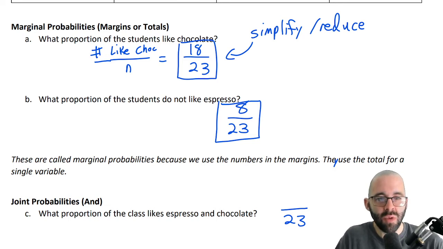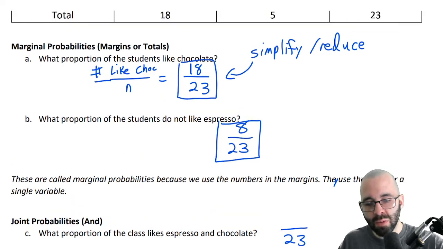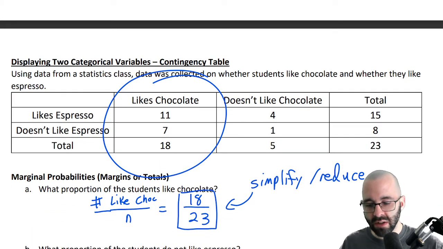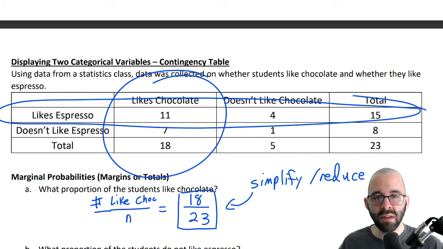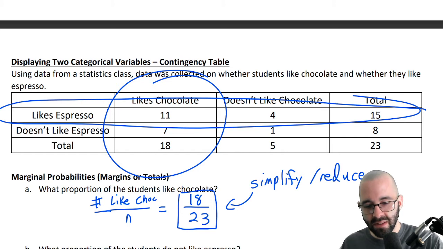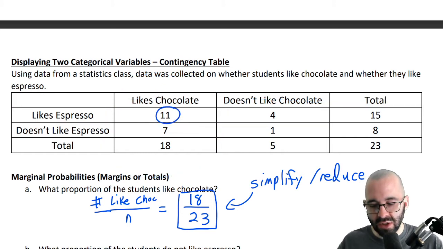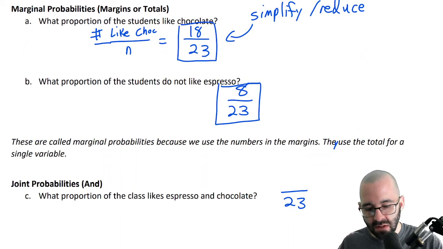So let's start by just writing 23. We know there's 23 students in the class. Espresso and chocolate. So here's everyone that likes chocolate. Here's everyone that likes espresso. What's the overlap? The overlap is these 11 students who like chocolate and espresso. So that's what we have. The proportion of students that like chocolate and espresso is 11 out of 23.